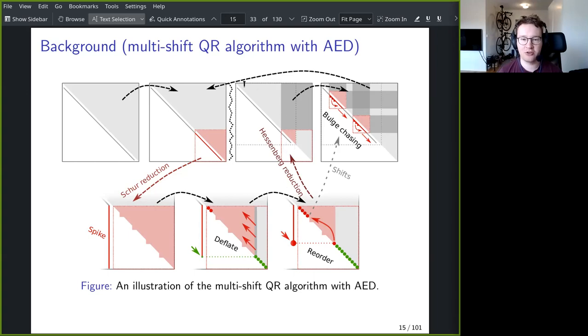We are back to a matrix that is partly in real Schur form, so this part is already processed, and the rest of the matrix is still in Hessenberg form. And then we will do the bulge chasing step using multiple bulge chasing windows. And after doing that, we'll repeat and do an AED. So it's pretty much AED, bulge chasing, AED, bulge chasing, AED, bulge chasing, until we have managed to transform the entire matrix to reach Schur form.